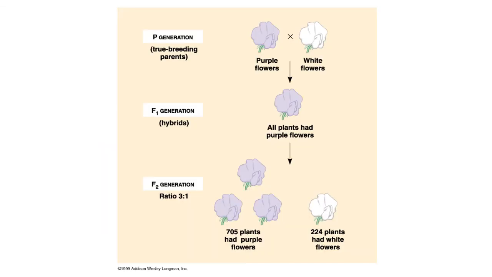Here we have our other picture. You see right here we have the purple and white flowers over here in the parent generation. You have our F1 generation where all of them were purple. And then you see that in our F2 generation, we have our 705 purple flowers to our 224 white flowers, giving us that 3-to-1 ratio.